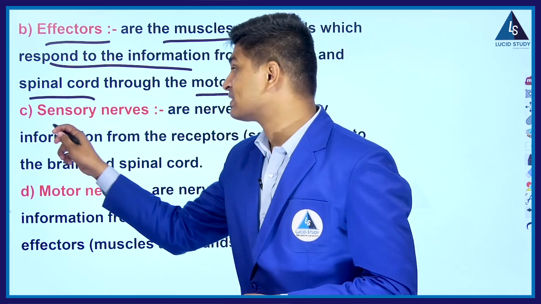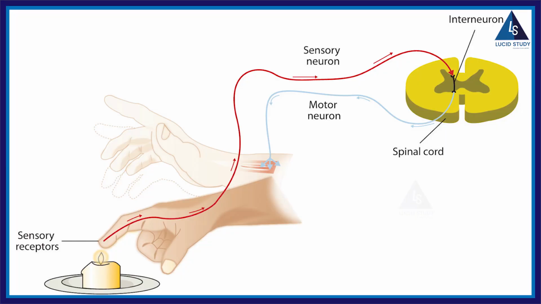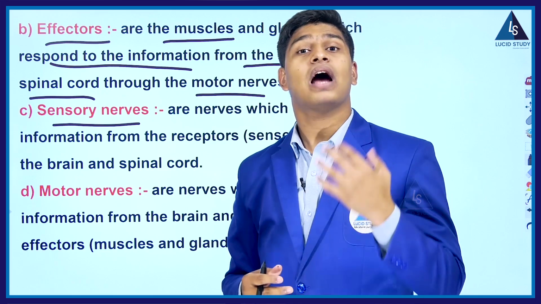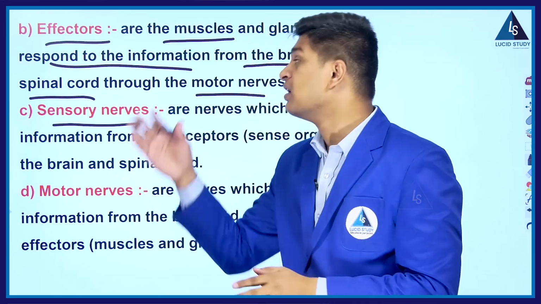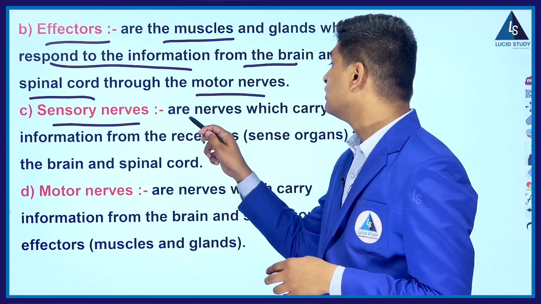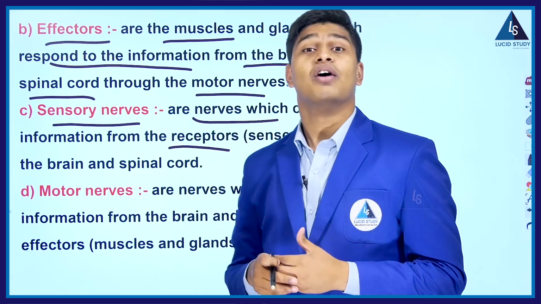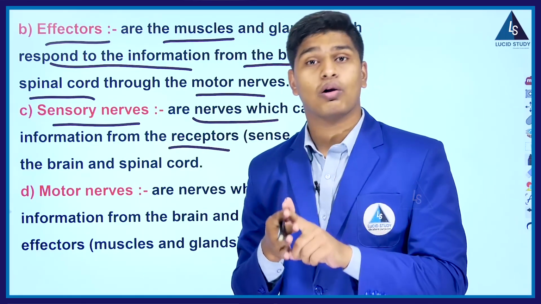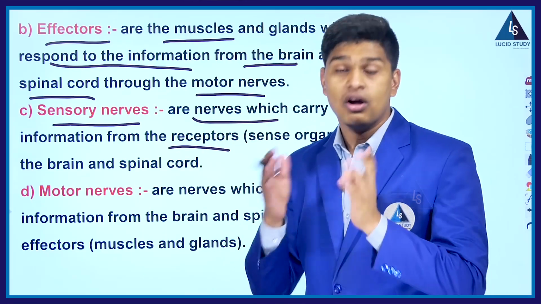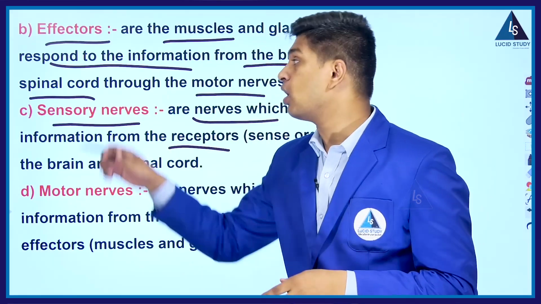And when we talk about sensory nerves, as we already know, they respond to the stimulus given. They are able to feel the stimulus. They are the ones who send the signals to the brain or the spinal cord. That's what the sensory nerves do. They are the nerves which carry the information from the receptors, whether it might be a photoreceptor, phonoreceptor, gustatory receptor, olfactory receptor or tangoreceptor.